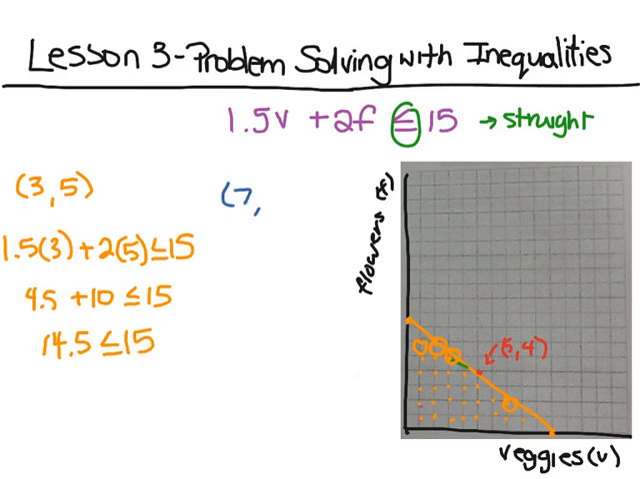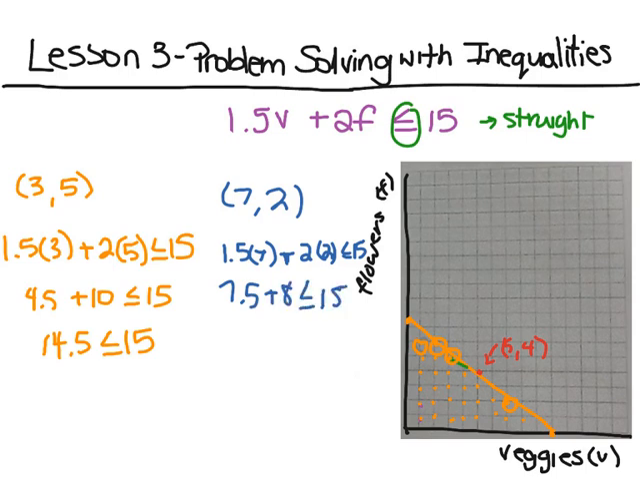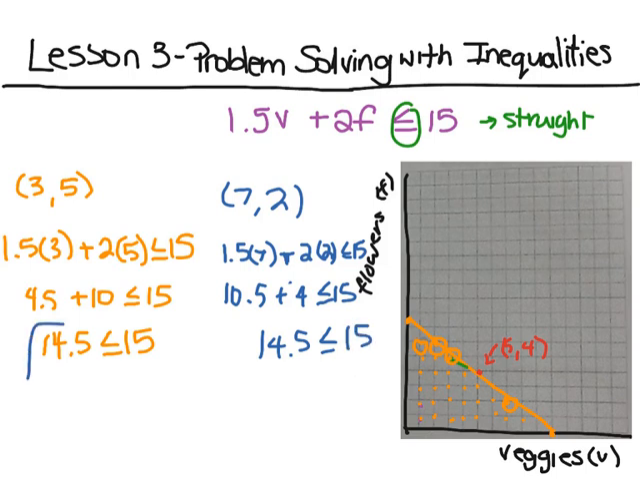We can also try 7 and 2. So 1.5 times 7 plus 2 times 2 is less than or equal to 15. So 10.5 plus 4 is less than or equal to 15. So 14.5 is less than or equal to 15. So either one of these, you get 50 cents change.